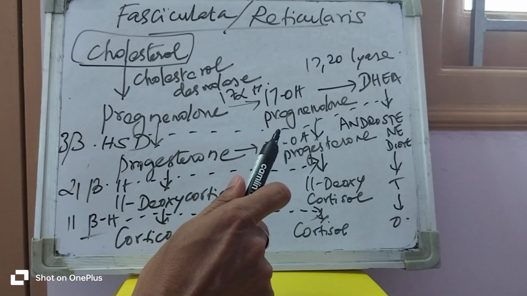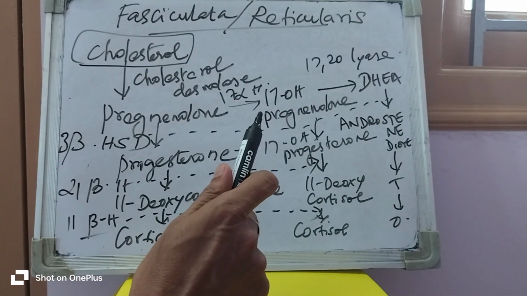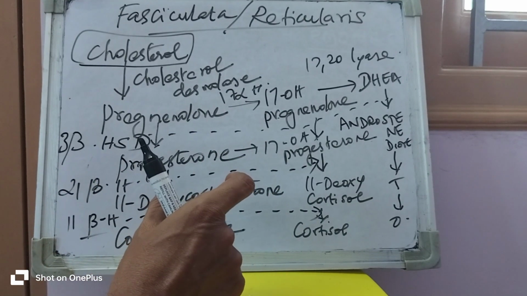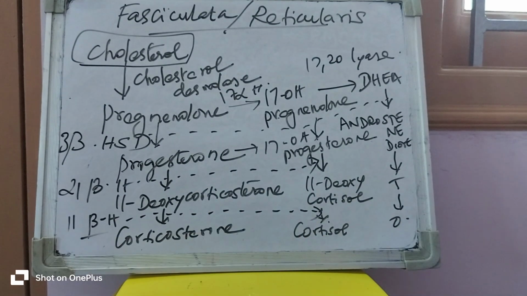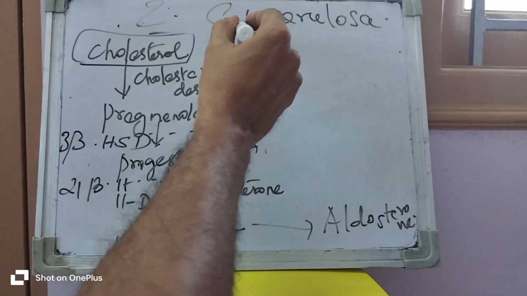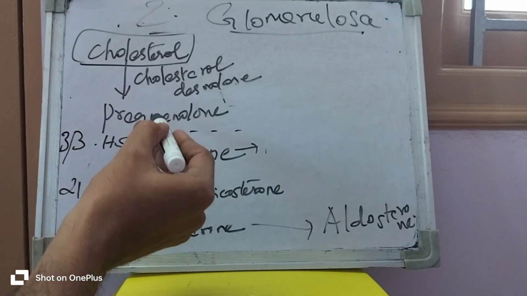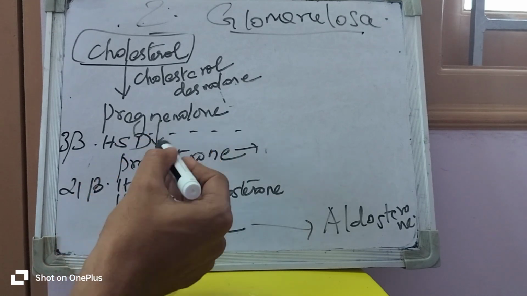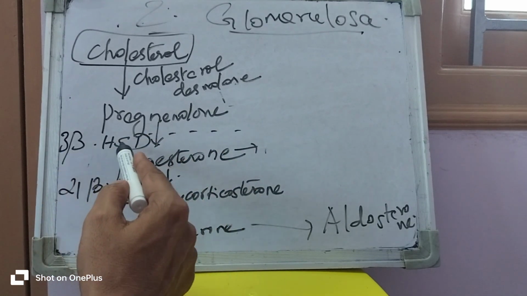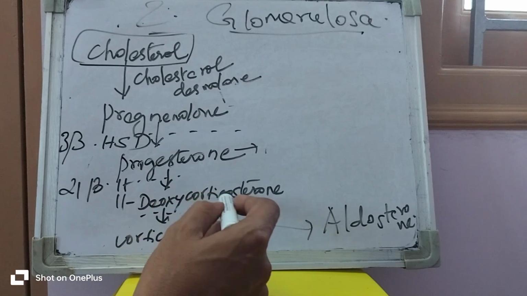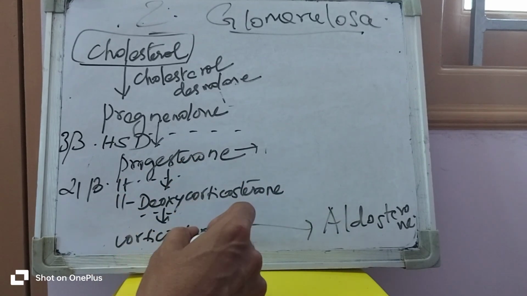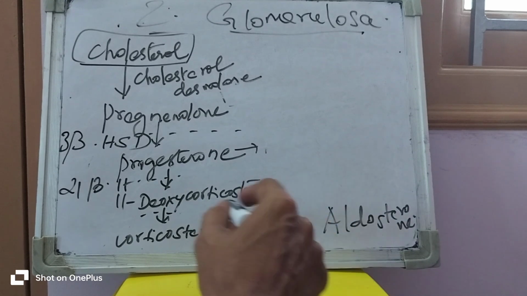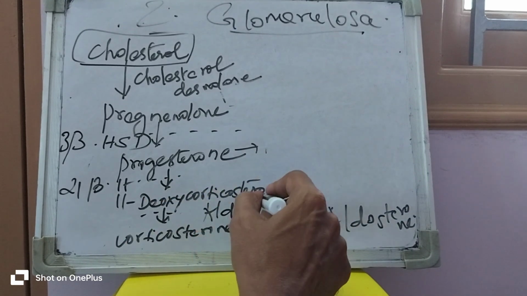In zona glomerulosa, the hormone aldosterone is synthesized with some difference. This aldosterone is synthesized only in glomerulosa because of the presence of an enzyme called aldosterone synthase. So in zona glomerulosa, the same reactions: from cholesterol we get pregnenolone, from pregnenolone we get progesterone by 3-beta hydroxysteroid dehydrogenase, from progesterone it is 11-deoxycorticosterone by 21-beta hydroxylase. And from 11-deoxycorticosterone to corticosterone to aldosterone, these reactions are catalyzed by the enzyme aldosterone synthase.